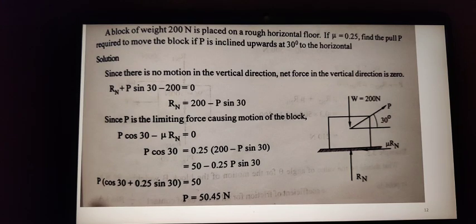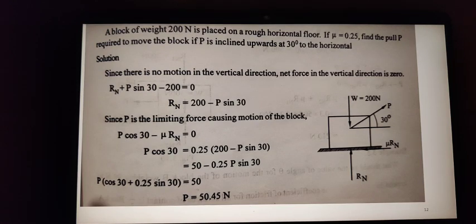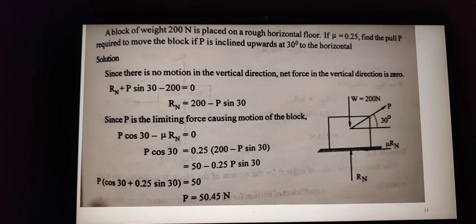So the first equation you have to follow is sigma Fy is equal to 0. Here the component of P along the y direction is P sin 30. So that force you have to consider while considering the equation sigma Fy is equal to 0. So the first equation is Rn plus P sin 30, where P sin 30 is the vertical component of P, then minus 200 is equal to 0. So Rn is equal to 200 minus P sin 30.